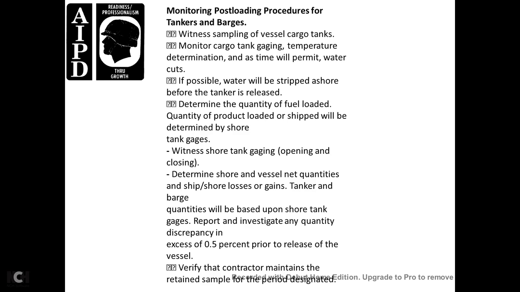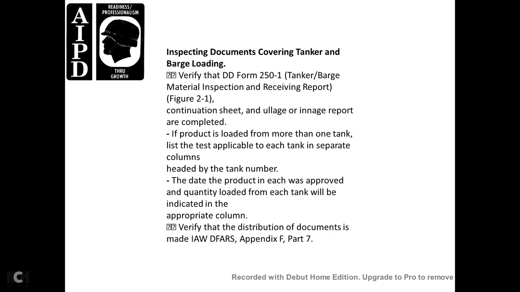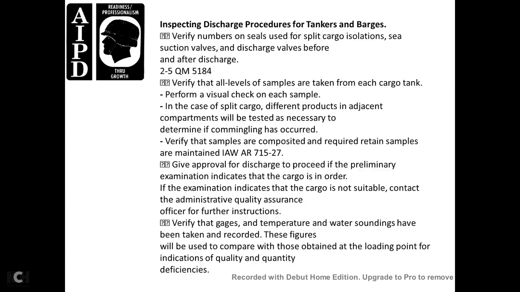Verify the contractor maintained the retained sample for the designated period. Inspecting documentation covering tanker and barge loading: verify the Department of Defense Form 251, Tanker Barge and Material Inspection and Receiving Report continuation sheet, with ullage, innage, and outage report completed. If the product is in more than one tank, the test applicable to each tank is in separate columns. Add the tank number and the date of the product, with the approved quantity of the load of each tank indicated in the appropriate column. Verify the distribution of documentation is made in accordance with DFARS Appendix 5F Part 7.